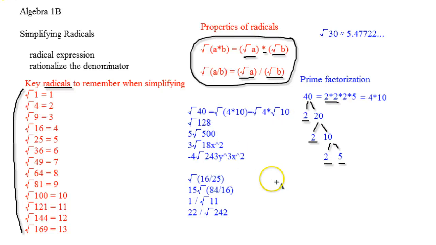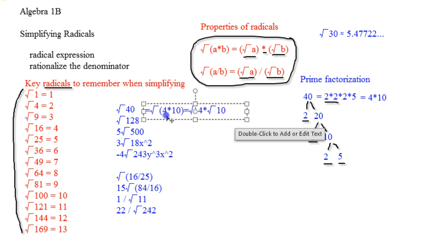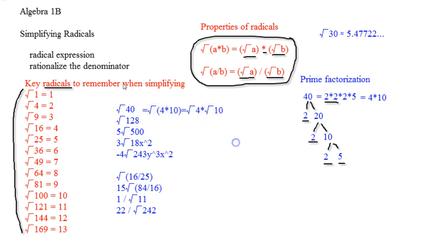As you can see, I'm running out a little bit of room, so I'm going to move some stuff over. There we go. Well, here's the cool thing. I know the square root of 4, that's 2. So I can just change this to a 2, and I'm left with 2 root 10.